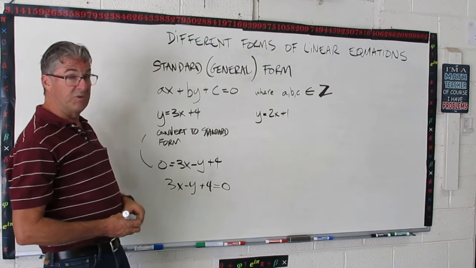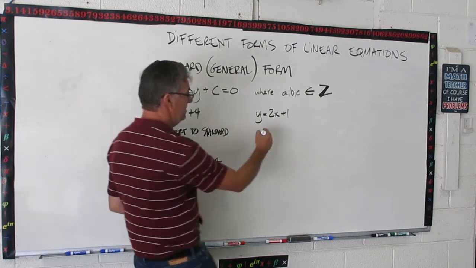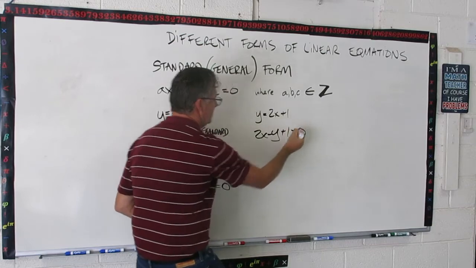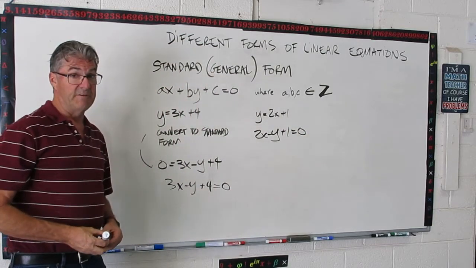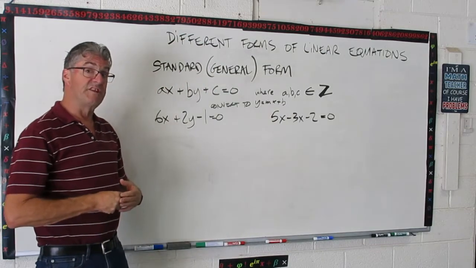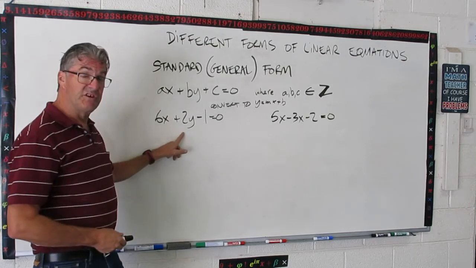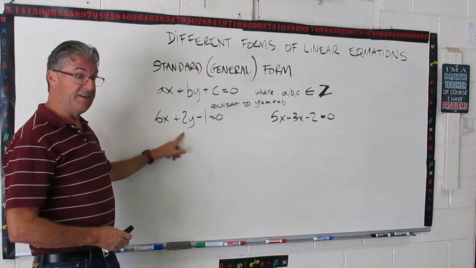Okay, so this one's real similar. We just subtract y from each side. So I'm going to have 2x minus y plus 1 equals 0. And that would be my standard form for that one. Let's do that conversion the other way. A couple problems real quick here. Convert this to slope-intercept, to gradient-intercept form.